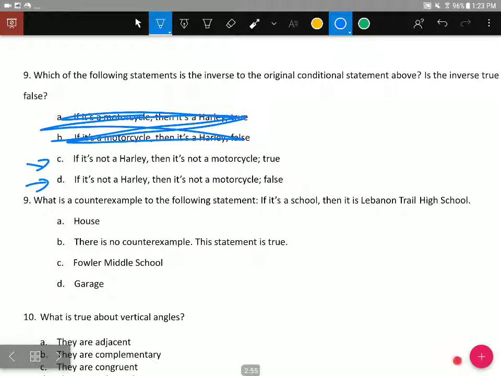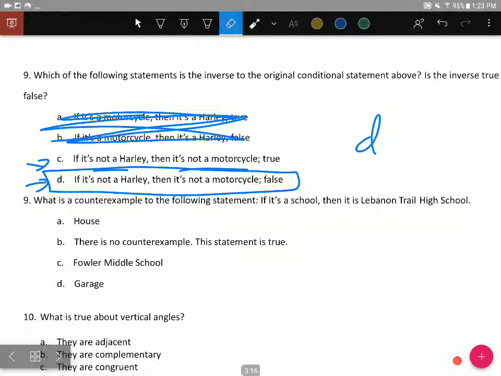All right. The question is, if it's not a Harley, is it not a motorcycle? Well, again, a Victory is a motorcycle, but it's not a Harley. So the answer is false. All right. Chopper, you've got custom bikes, all sorts of stuff. Again, you got dirt bikes. You got Hondas.